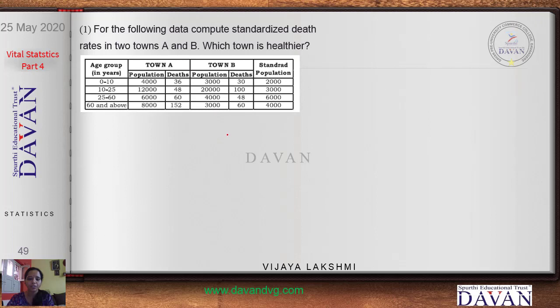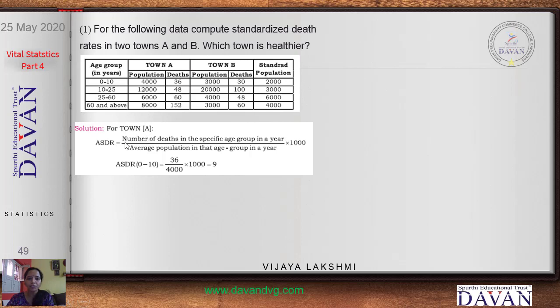So we shall start with the solution now. For town A, you have to calculate the ASDR because standardized death rate is nothing but the weighted average of ASDR. So first thing is you have to calculate the ASDR. So what is ASDR? It is the number of deaths in the specific age group divided by the average population of that age group into 1000. So for the age group 0 to 10 and only for town A, it is 36 divided by 4000 into 1000. So you get 9.